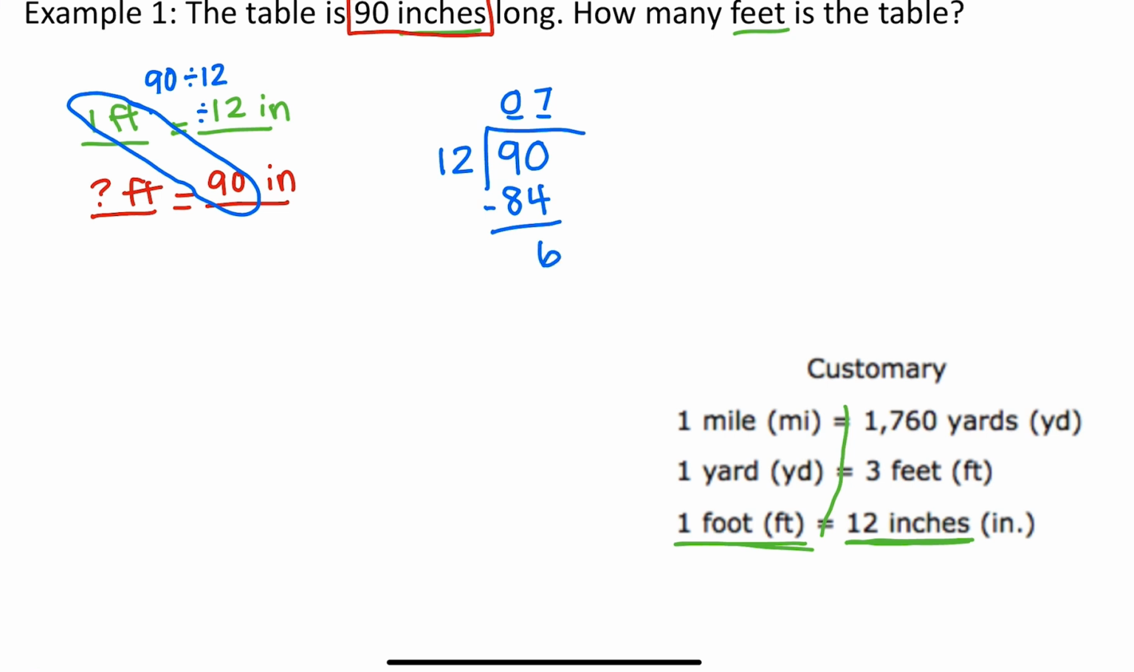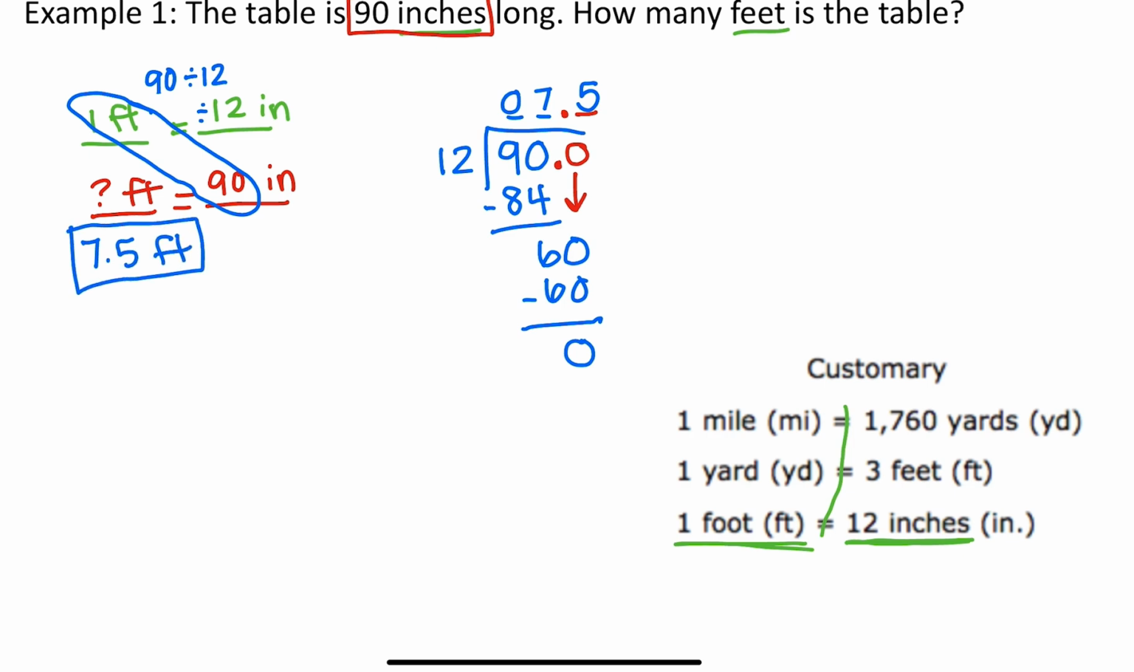Now, this is where a lot of us mess up. Before we can bring down a donut, we have to add that decimal. Now we can add a donut and make that 6 into a 60. So 12 goes into 60 five times, and that finishes up my division. So I have 7.5 feet. My table is 7.5 feet.